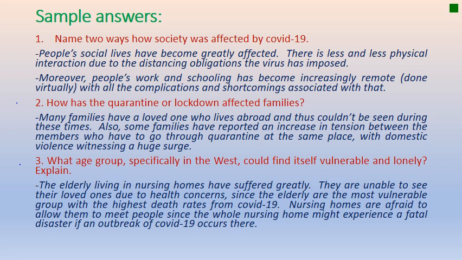Now, the elderly living in nursing homes, if you want assisted living homes, have suffered greatly in the West. They are unable to see their loved ones due to health concerns, since the elderly are the most vulnerable group with the highest death rates from COVID. So nursing homes are afraid to allow them to meet people, since the whole nursing home might experience a fatal disaster if an outbreak of COVID occurs there.